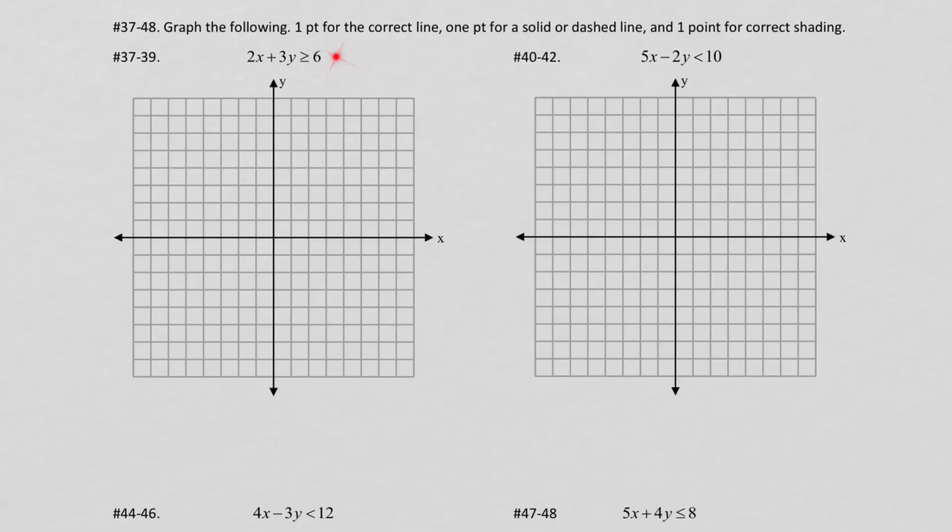Okay, I'm going to use the intercept method because x and y both go into 6. If I cross this out, 2x is 6, so x is 3. If I cross this out, 3y is 6, so y is 2. And then I'm going to graph this using a straight edge. There's an equal sign here, so I'm going to draw a solid line.